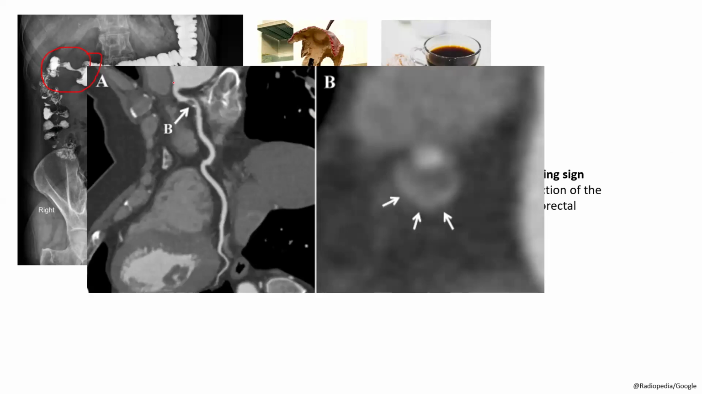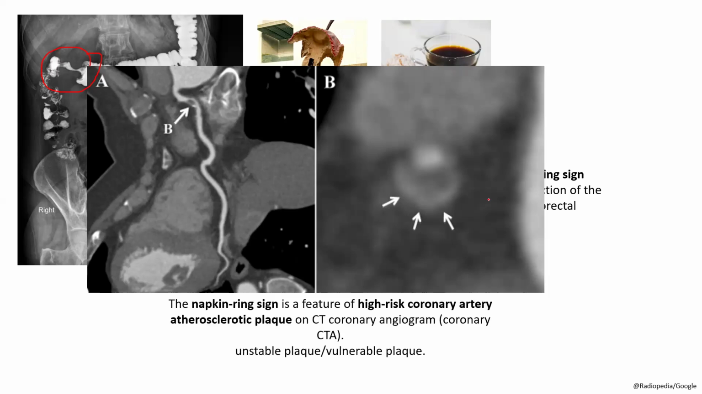Napkin ring sign is also described in CT coronary angio, which indicates a vulnerable plaque. So in napkin ring sign of the coronary artery, you will find a peripheral area of hyperdensity and a central area of hypodensity, which indicates a high-risk coronary artery atherosclerotic plaque on CT angio.